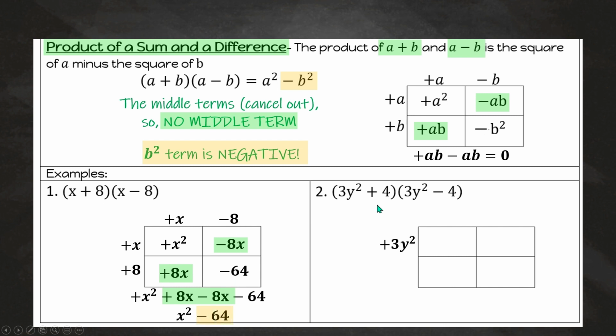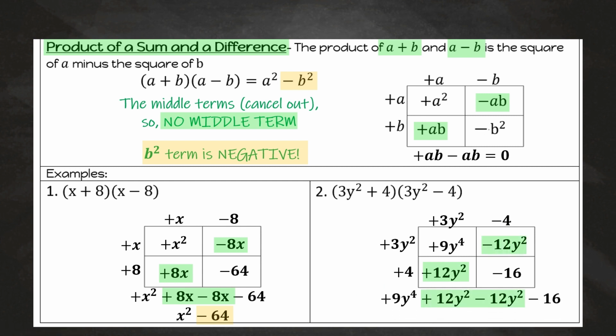Okay, now I have 3y squared plus 4, and I'm going to multiply by 3y squared minus 4. So I get a positive 9y to the 4th, positive 12y squared minus 12y squared, and then a negative 16, because a positive 4 times a negative 4 gives me a negative 16. The middle terms will cancel out, and my final answer is 9y to the power of 4 minus 16. Now, the purpose of learning these different special products of polynomials is so that we are able to recognize them in the future when we need to factor them.